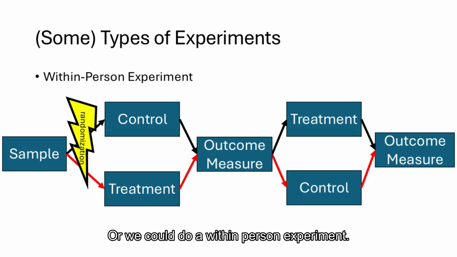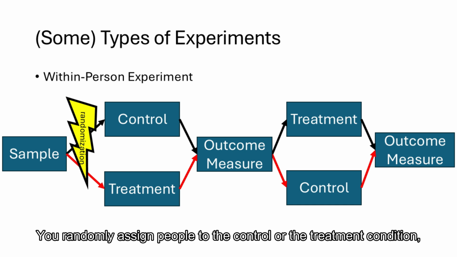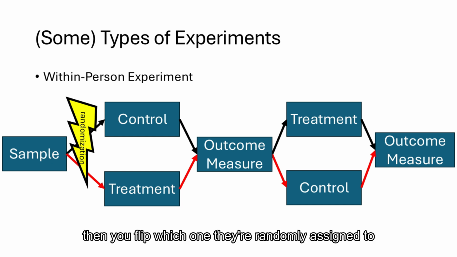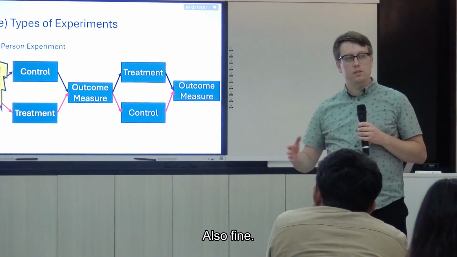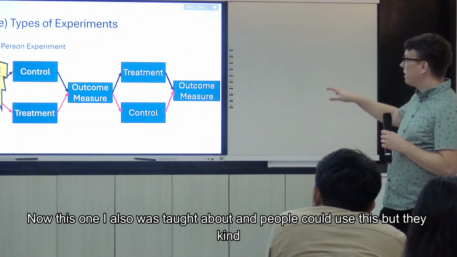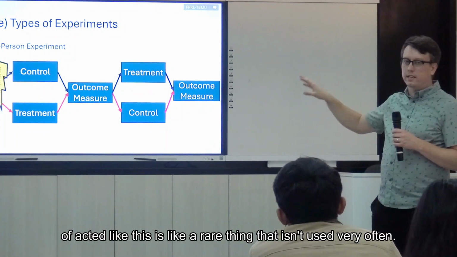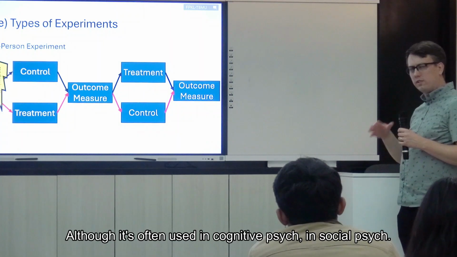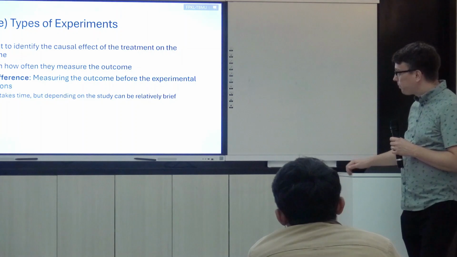Or we could do a within-person experiment. There are more arrows and boxes here. You randomly assign people to the control or the treatment condition. They complete the outcome measure. Then you flip which one they're randomly assigned to, and then they complete the outcome measure again. Also fine. Now, this one I also was taught about, but they kind of acted like this is a rare thing that isn't used very often, although it's often used in cognitive psych. In social psych, we were just weird, I guess.